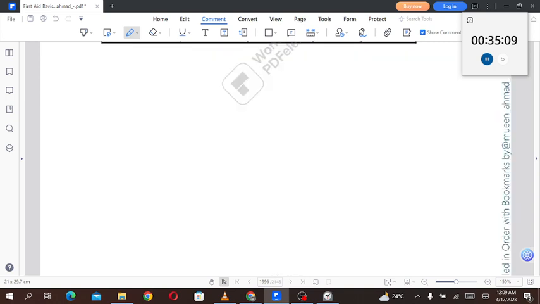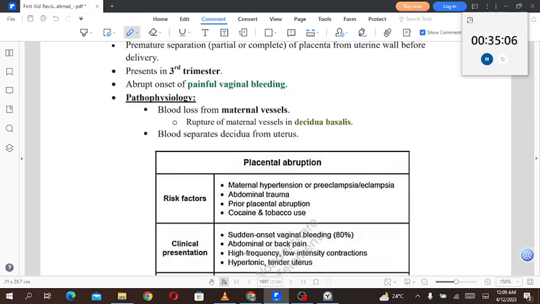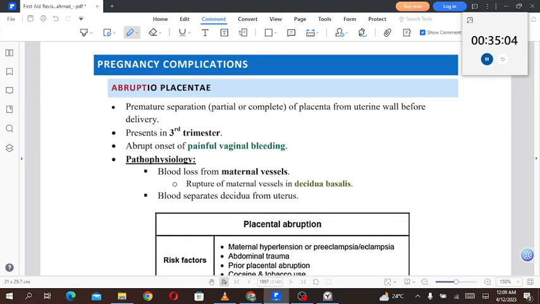Moving forward, now we have pregnancy complications. So pregnancy is a very huge physiologic stress on the body of a woman. The physiologic changes of the pregnancy are also very stressful events, but if there is some complication, or if the pathology ensues, we'll see them right now. So firstly we'll talk about abruptio placenta. Abruptio placenta, premature separation, partial or complete, of the placenta from the uterine wall before the delivery.